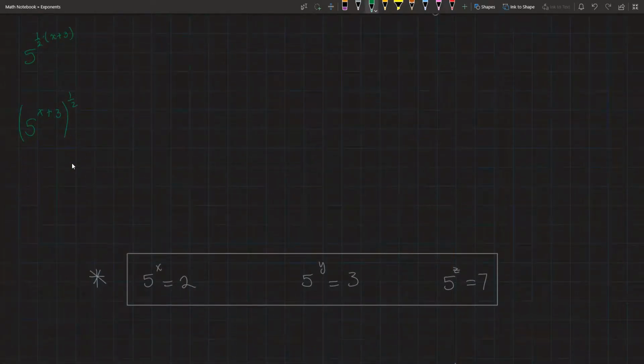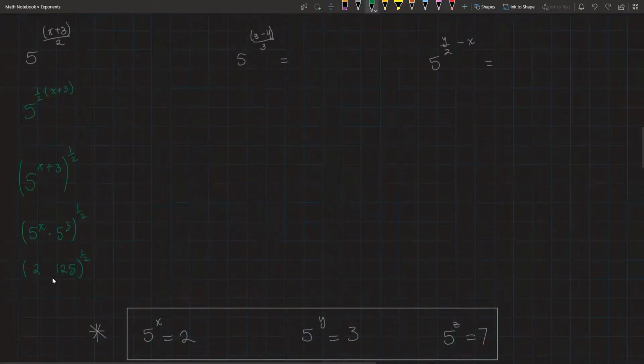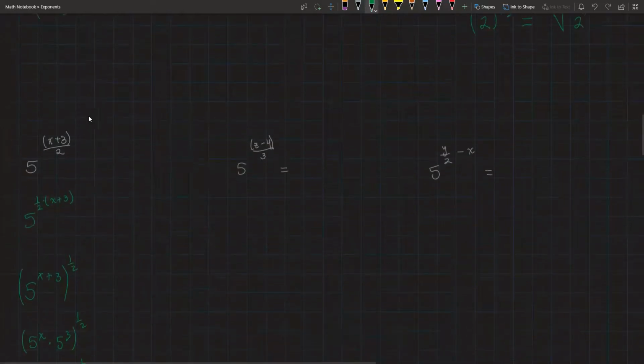So therefore, this becomes 5 to the x times 5 to the 3rd, verify that for yourself, to the 1/2. And now that's useful because we do know something about 5 to the x. It is 2, and we can figure out what 5 to the 3rd is. Let's make those substitutions. 5 to the x is 2 times 5 to the 3rd is 125. To the 1/2 power means we take the square root of what's inside. That's pretty nice. That's 250. I'm running out of space here, so I'll just write the answer above.